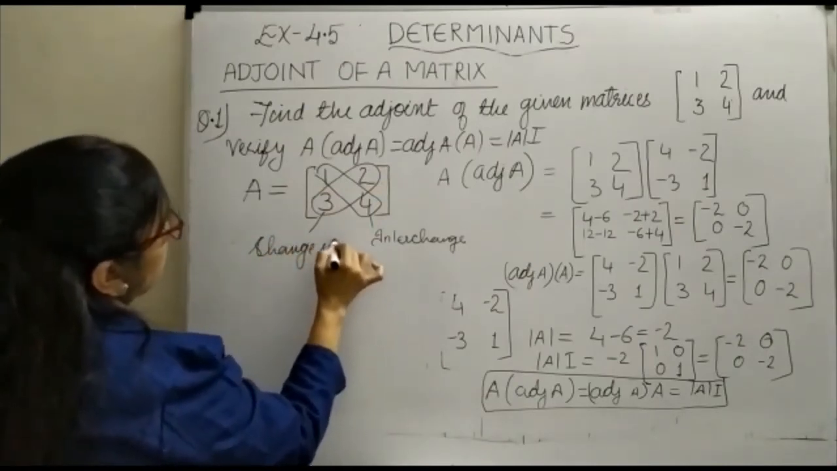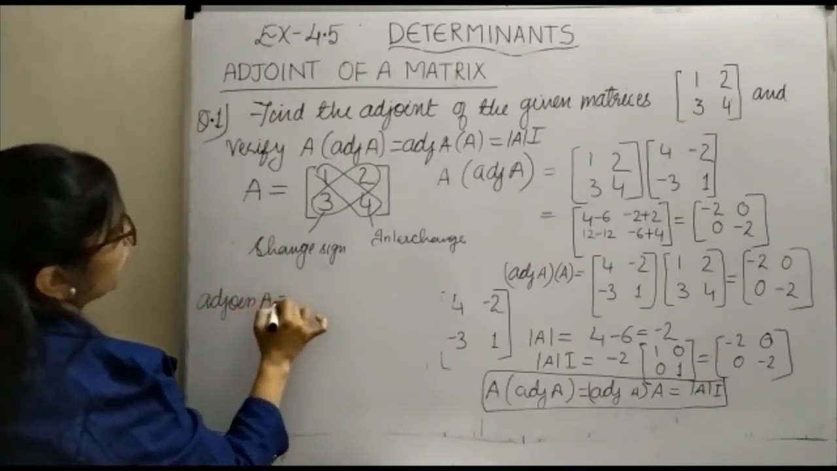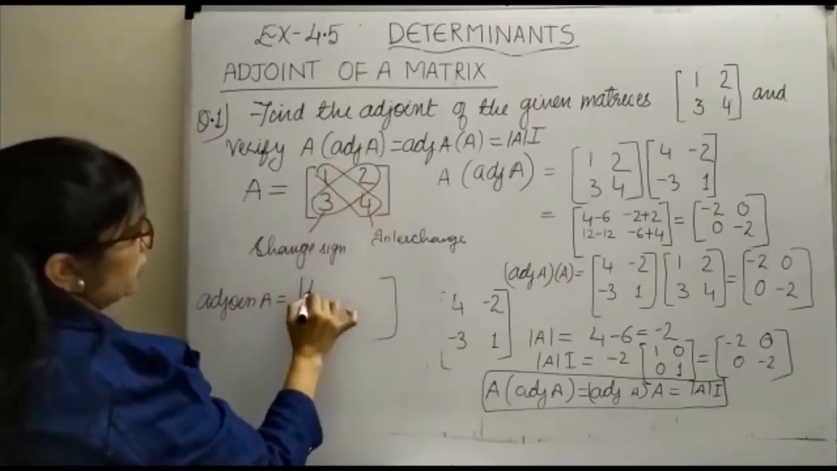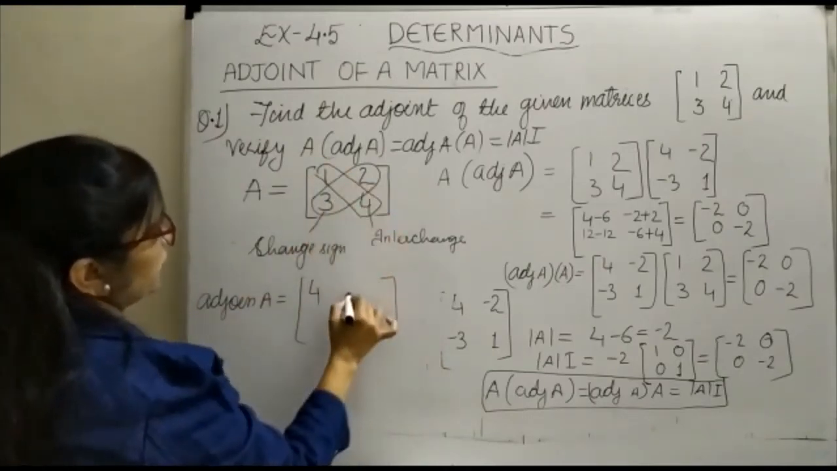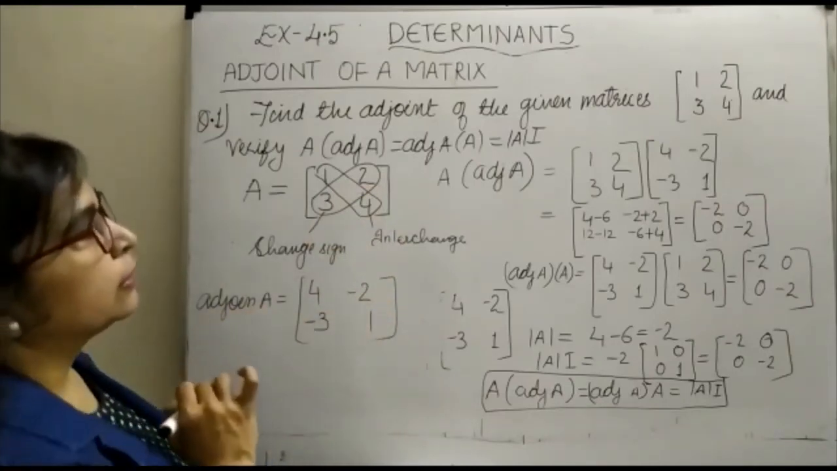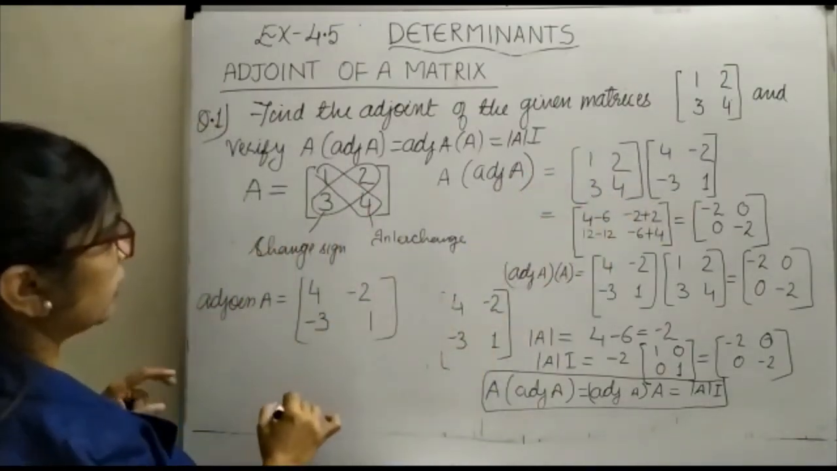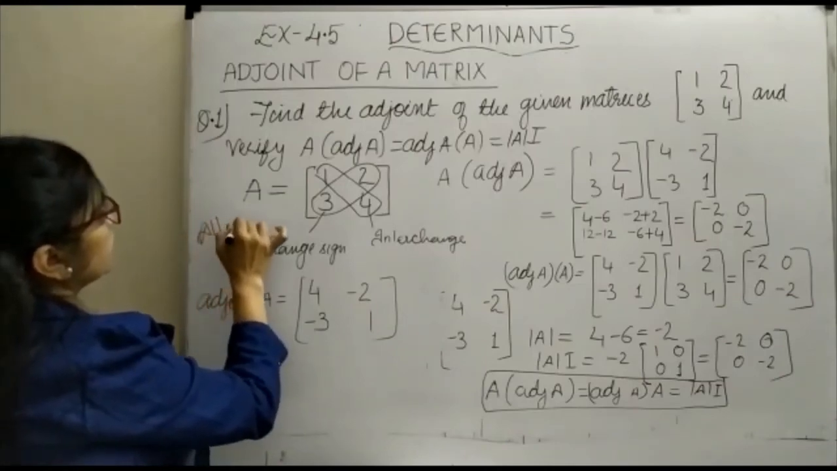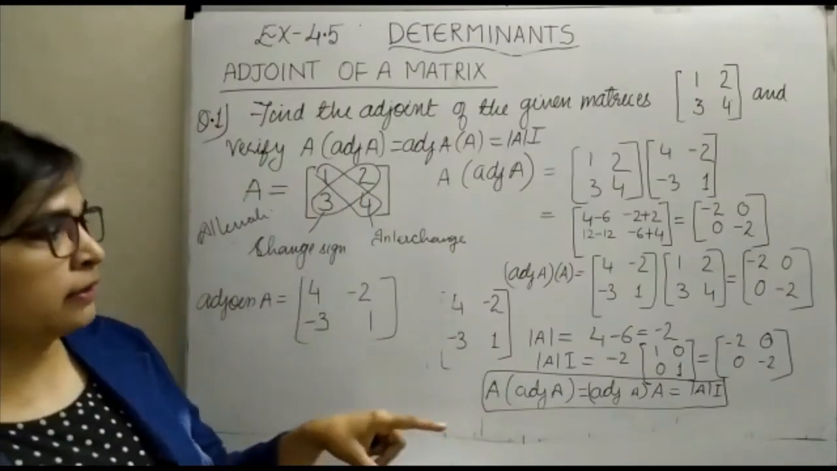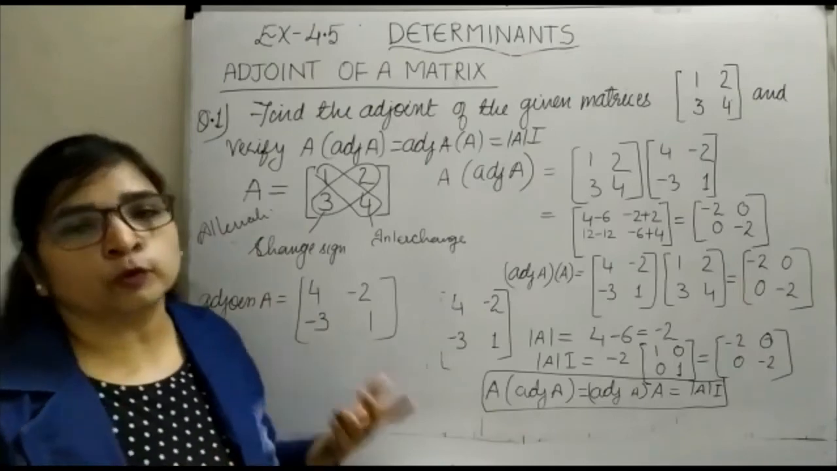Now just see, your adjoint A will be equal to, pay attention, you had to interchange 1 and 4. Here 4 has come, here 1, and change the sign of these, -2 and -3. You can see here 4, -2, -3, 1. But once again I tell you, this is your alternative method, and it is applicable only for a 2 by 2 matrix. So this is how you can find out the adjoint of a 2 by 2 matrix.